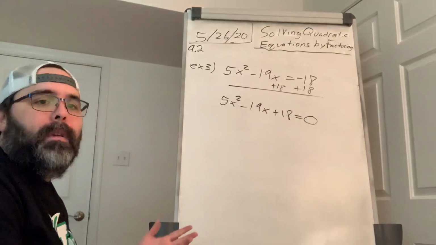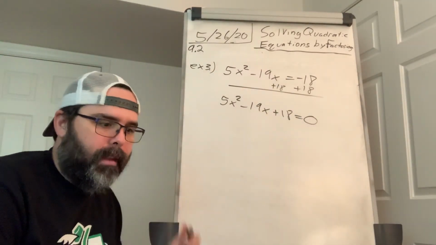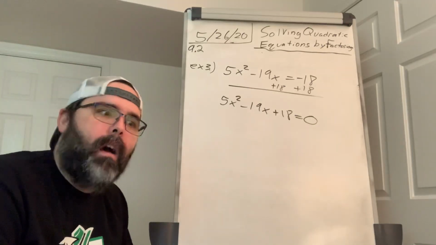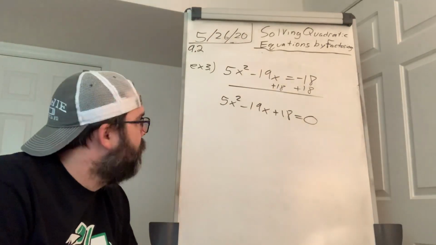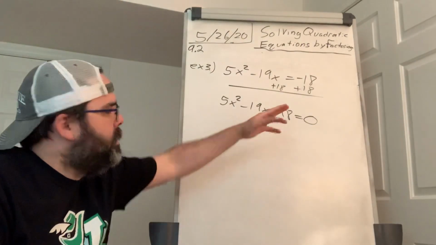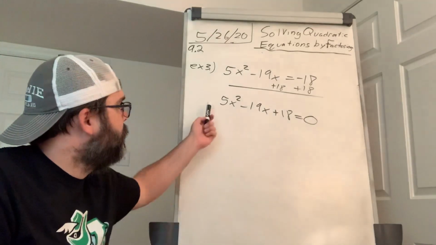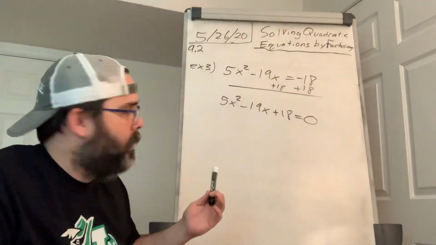Well, we have a problem, right? We got this 5 out front, so we can't factor it using the way we did on the last problem. So we've got to use that other method we learned, right? Can we do a GCF out of this? No. 5, 19, 18, you can't do a GCF. So we have to deal with this 5. We can't just ignore it, right?